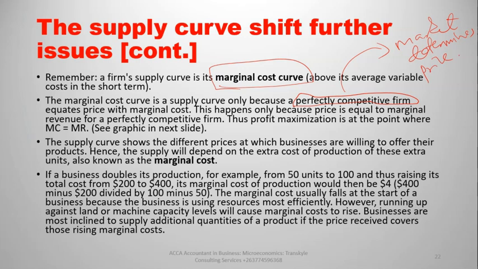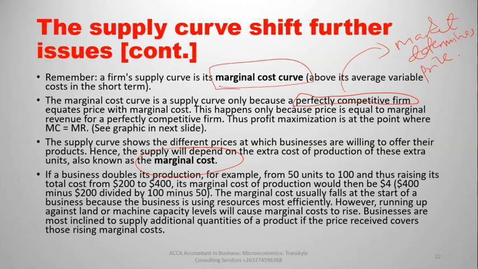Okay, so the supply curve shows the different prices at which businesses are willing to offer their products. Hence, the supply will depend on the extra cost of production of these extra units, also known as the marginal cost, as we have just stated. So, if a business doubles its production, for example, from 50 units to 100, and thus raising its total cost from 200 to 400, its marginal cost of production will then become $4.